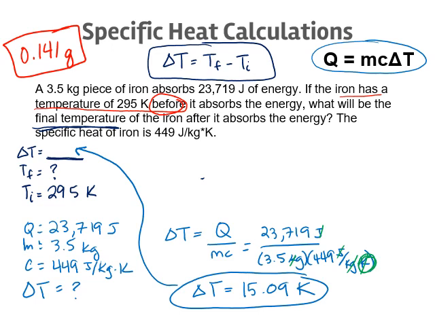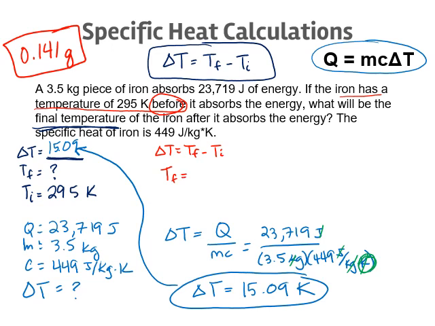What we're going to do is take this change in temperature value and plug it in right here. So I'm going to bring this 15.09 up here. Now that I have these two variables, I can solve for the final temperature. So delta T equals TF minus TI. We want to get temperature final on a side by itself. So we're going to add temperature initial to both sides.